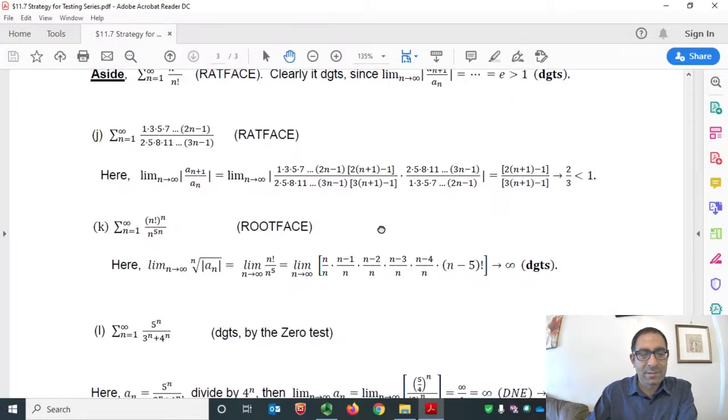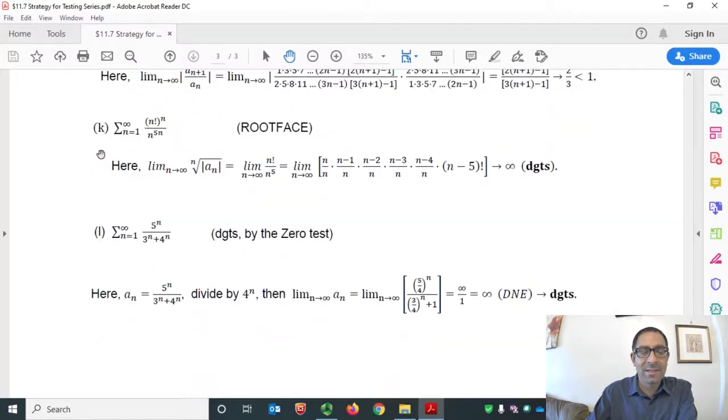Great. Let's move on. Part K. The given series is n equals 1 to infinity of n factorial to the power n over n to the power 5n. So the terms of the series involve an nth power. So let's use the root test.